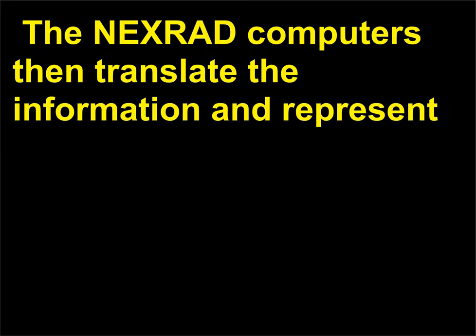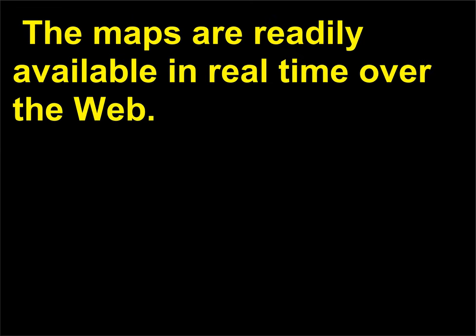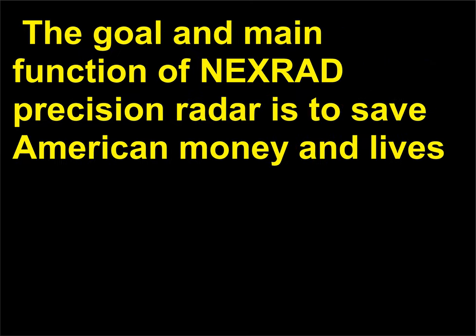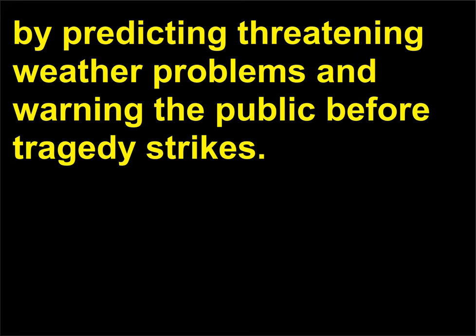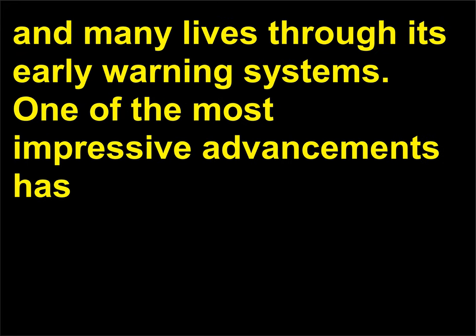The NEXRAD computers then translate the information and represent the possible weather problems on a color-coded map for analysis. The maps are readily available in real time over the web. The goal and main function of NEXRAD precision radar is to save American money and lives by predicting threatening weather problems and warning the public before tragedy strikes. Meteorologists estimate that this new tool for weather forecasting has saved millions of dollars and many lives through its early warning systems.